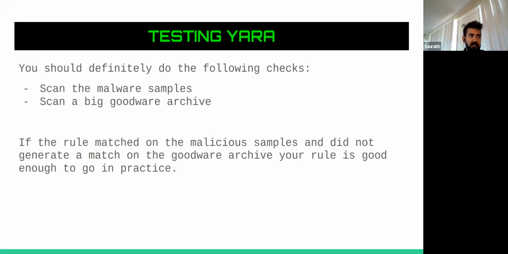So, testing Yara. How do you test Yara? First you test Yara against bad files, a lot of bad files, and then you test it against a lot of good files. Why? Because it gives you a chance to reduce the false positives. When you search it against goodware files and you get a detection, a hit, that means your Yara rule needs some changes.